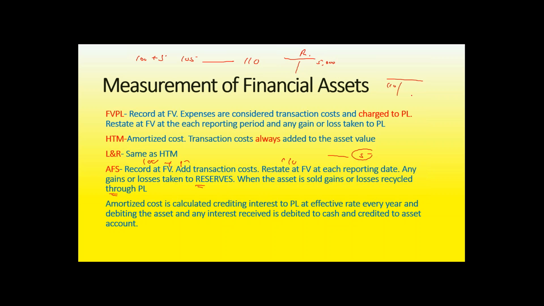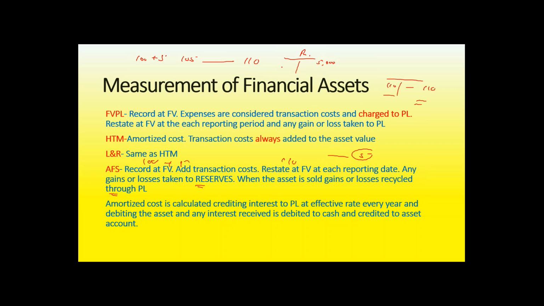So when you get the money, you debit cash with 110 and credit the asset with 110. The asset is gone, so the asset has completely disappeared from the balance sheet.